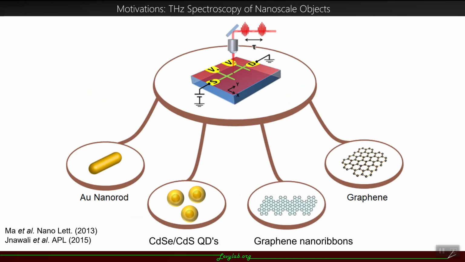Now that we've characterized this platform and really shown how powerful it is, we want to use it to perform nonlinear optical spectroscopy of different nanoscale objects of interest, such as gold plasmonic nanorods, semiconducting quantum dots, graphene nanoribbons, and even 2D graphene itself.